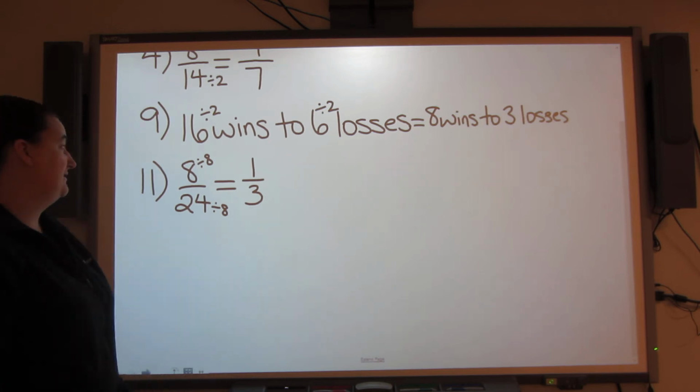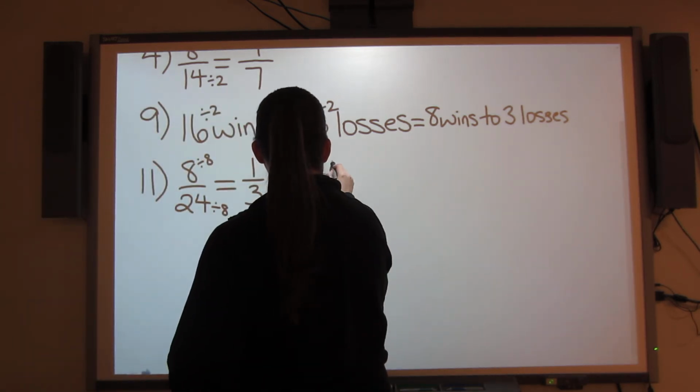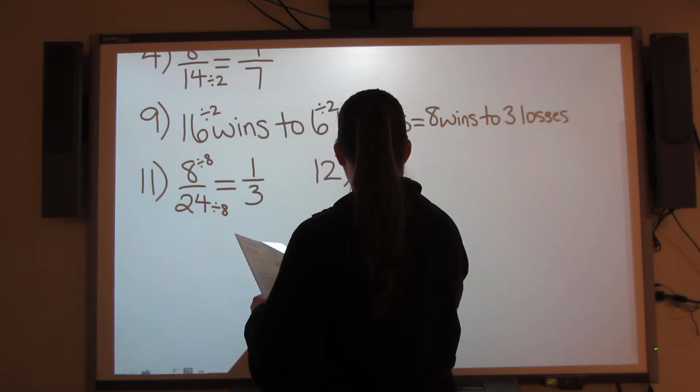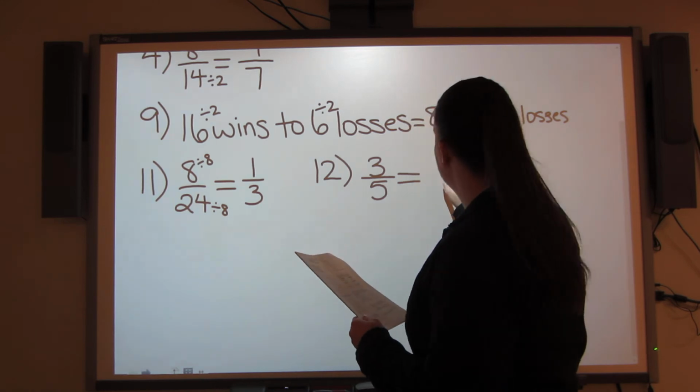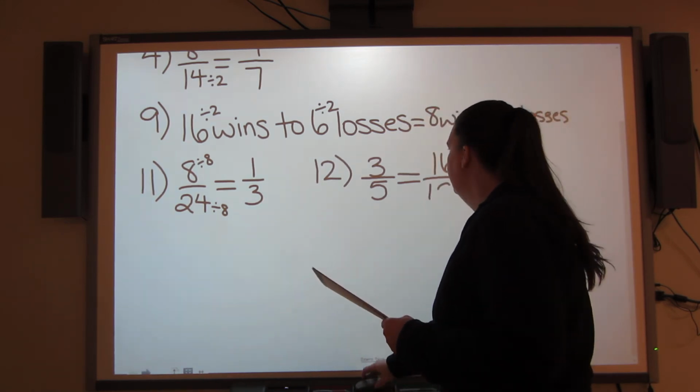Everything's fine with this. If you take a look at number 12, you have 3 over 5 equals 16 over 30.